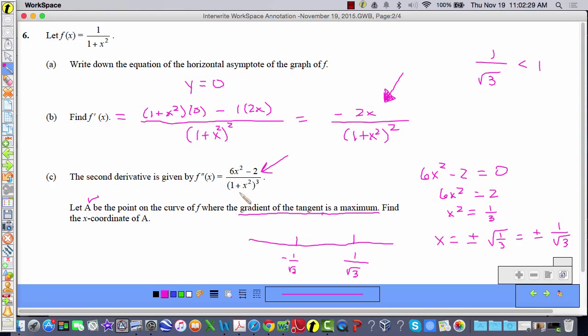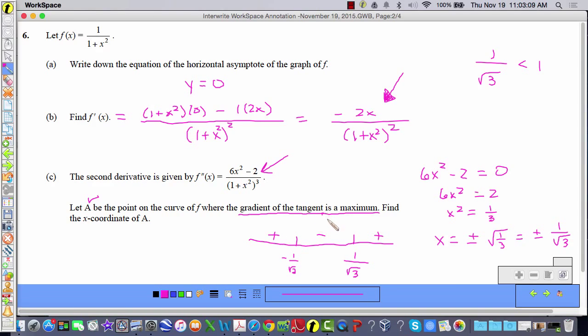The denominator is always going to be positive because 1 plus x squared is always positive. So the cube doesn't matter. It would matter if this could possibly be negative, but it can't. So the sign is going to be determined solely by the numerator. If I use positive 1 here, replace x with 1, 6 times 1 minus 2 is 4, that's positive. I'll use 0 here, 0 minus 2 is negative. And I'll use negative 1 here. Negative 1 squared is positive 1. 6 minus 2 is again positive.